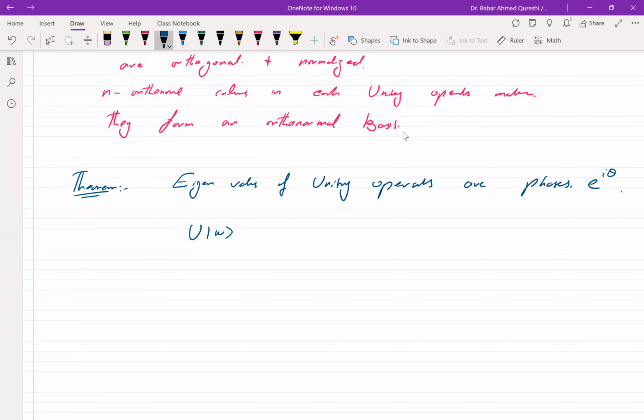Sir, what do you mean by phases here? Phase means a number of the form e to the i theta. Every complex number I can write like this. So it's saying that R is one.